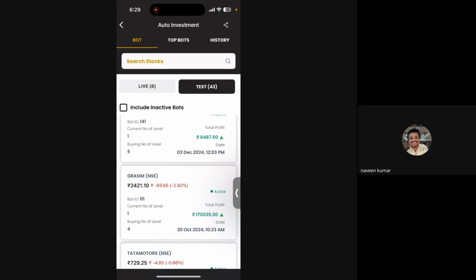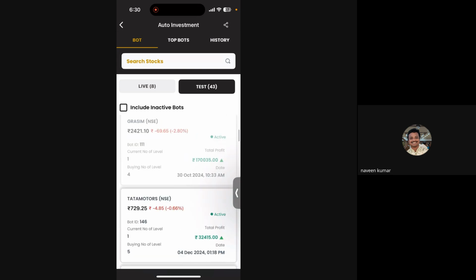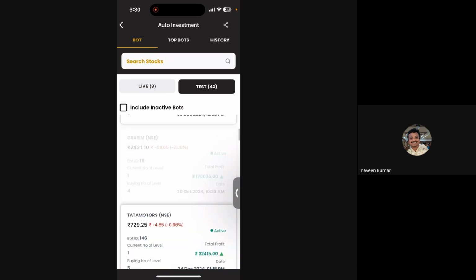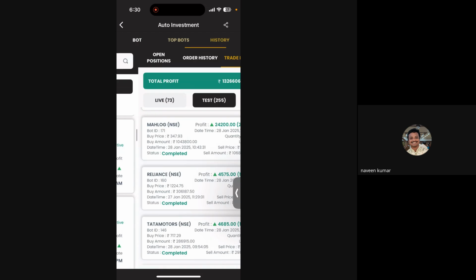That's it. It's just at your fingertips. In a minute's time, you can create any bot. You will have more than 1,500 stocks where you can create bots and leave it for the bot to work for you. That was the Reliance bot, and let's see what is next.